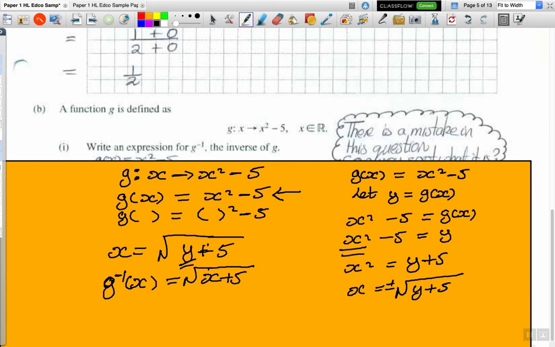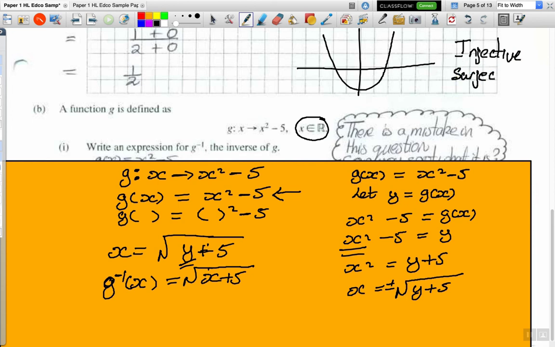Now the reason why this question is flawed is because it doesn't work. They ask you to find an inverse function where x belongs to the set of real numbers. So if we were to draw this function for this particular problem, then we end up with a function which looks like this. Now for a function to have an inverse, it must be both injective and surjective. Injective means it has to pass the horizontal line test, and this does not pass the horizontal line test because there's two sides to it.